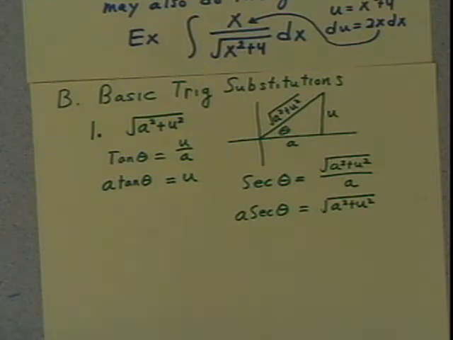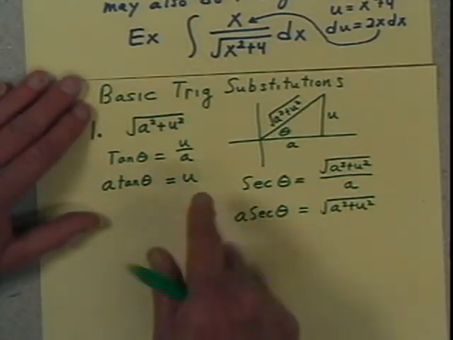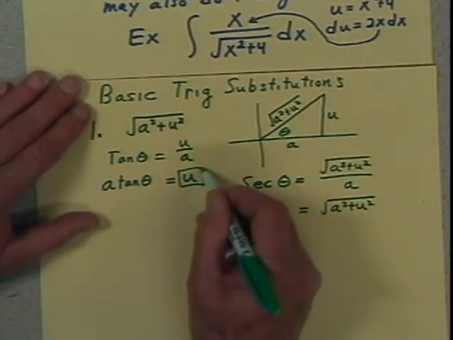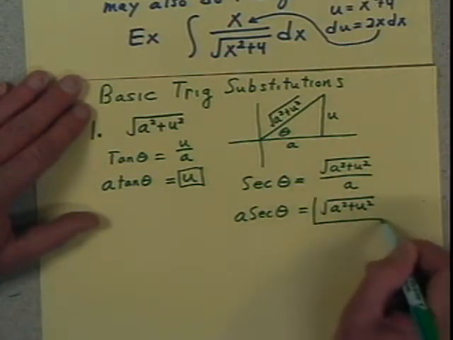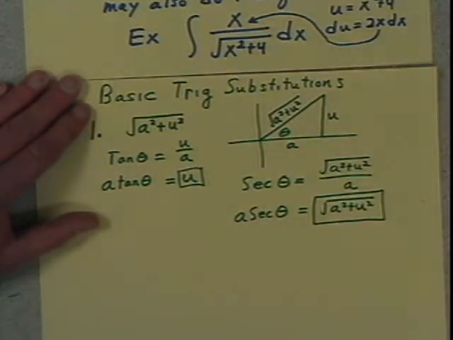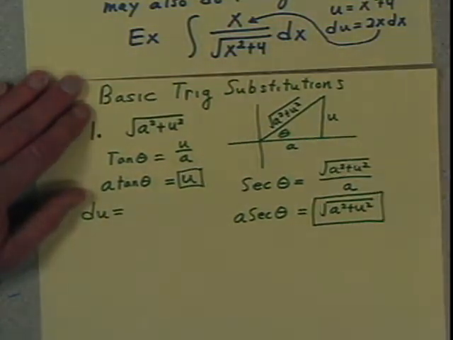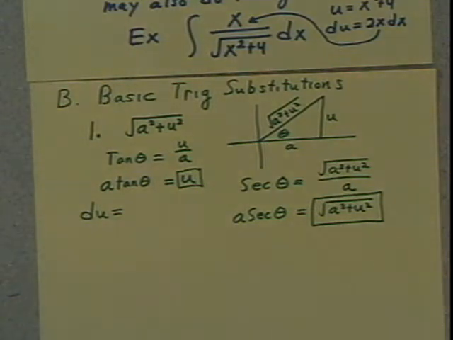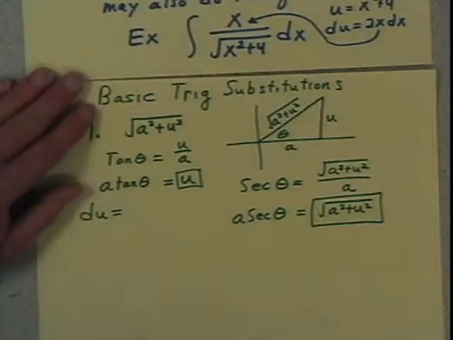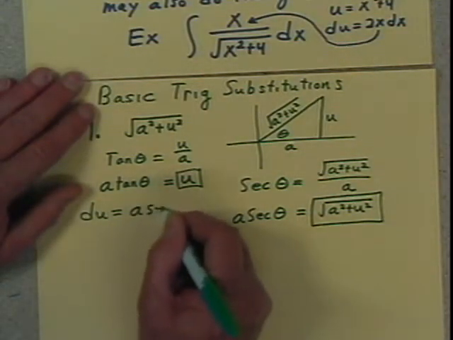In an integral then, you might have a u. We're definitely going to have one of these, right? But what else is probably in that integral if the variable is u? Probably a du is in there too. What is du going to be? It's going to be a secant squared theta.